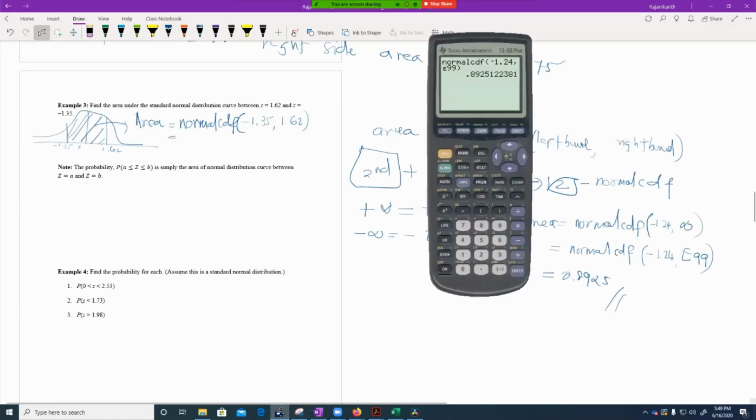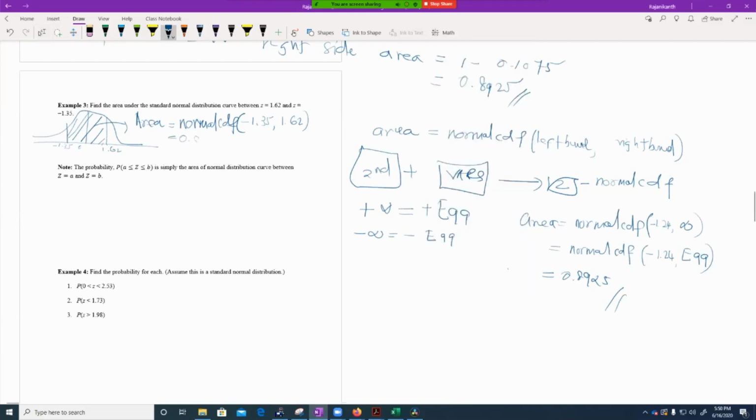So let me type those things. Go to second, VARS, normal CDF, and type the two bounds. So negative 1.35, comma, 1.62. Okay, that's it. Just enter. So you will get what? I'm always writing 4 decimal places, which is going to be 0.8589. Okay, so this is the easiest way using the calculator.